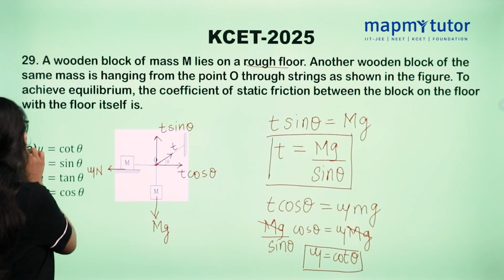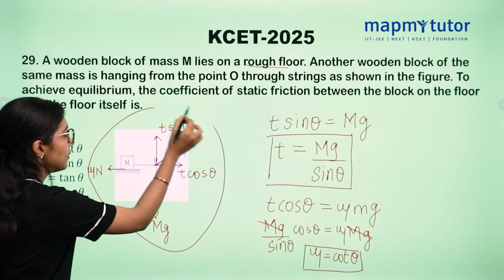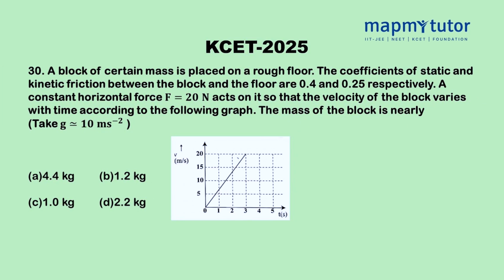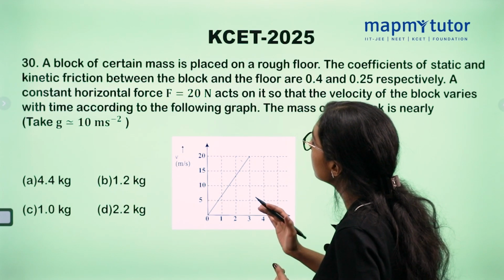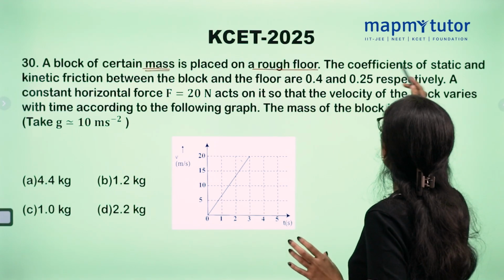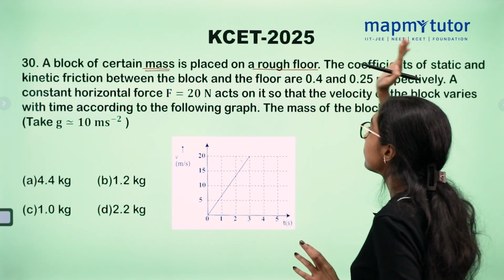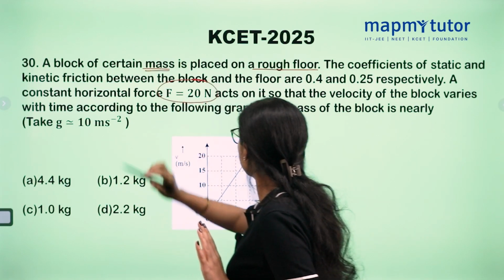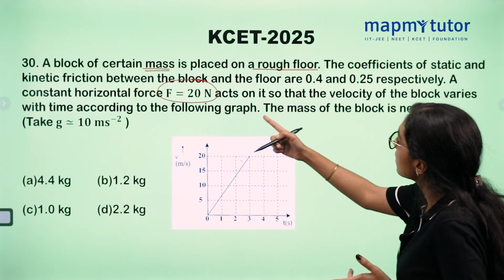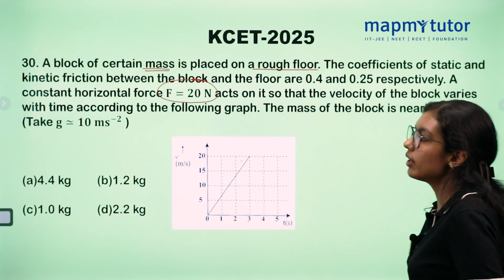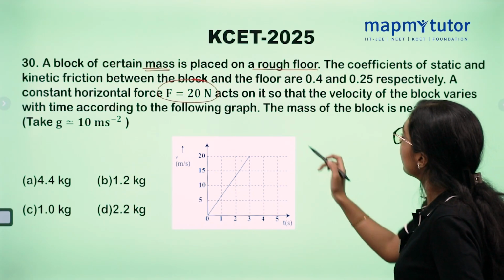Just that you need to know how to resolve the diagrams. So here is the graph. It's a graph question, which means it's very easy. Let's see what they have told you. There is a block of certain mass placed on a rough surface. The coefficients of static and kinetic friction are given to you. A horizontal force of 20 Newton is applied, and the velocity varies as given in your graph. You need to find the mass.